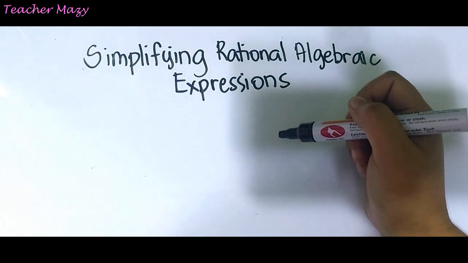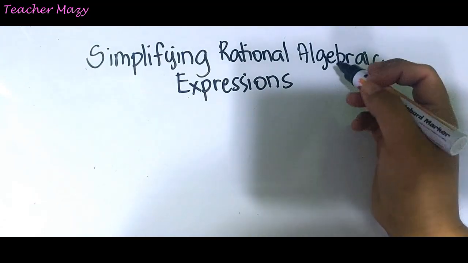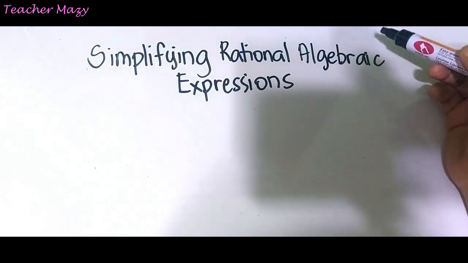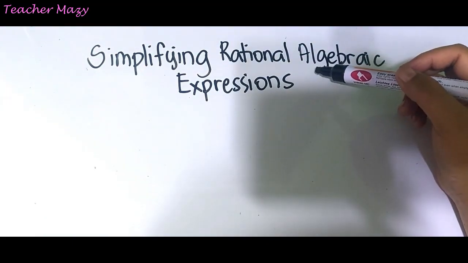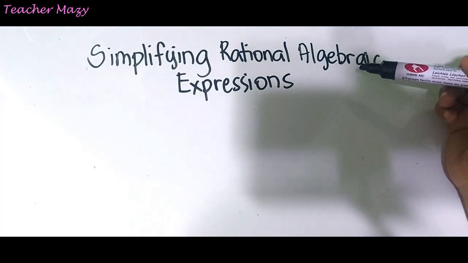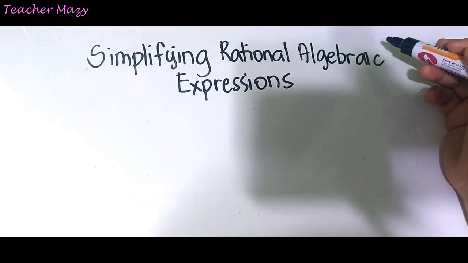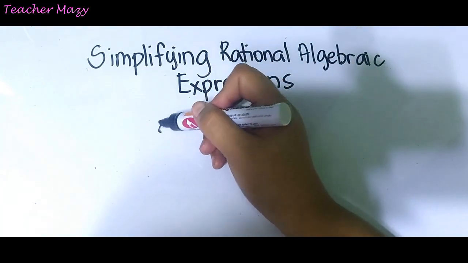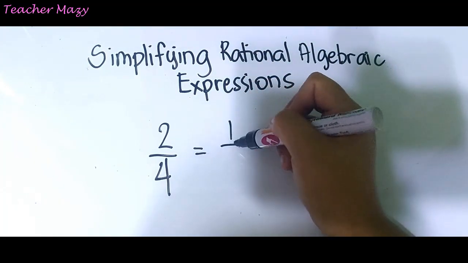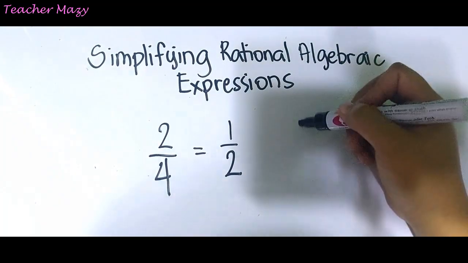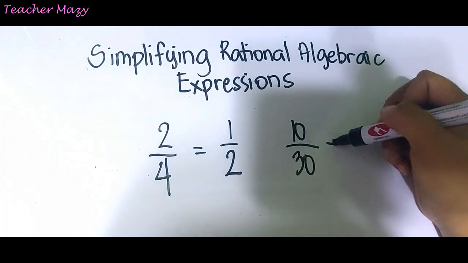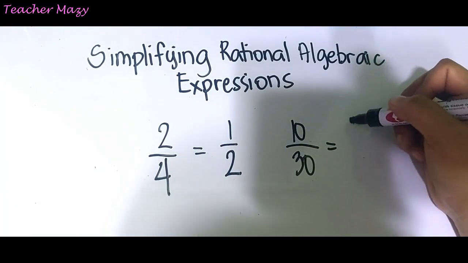So, simplifying rational algebraic expression. In simplifying a rational algebraic expression, we are just writing the RAE in a more desirable form, or in the simplest form. If you are familiar with the lowest term for a fraction, for example, if we have 2/4, the lowest term is 1/2. Another example, we have 10/30. The lowest term for 10/30 is 1/3.